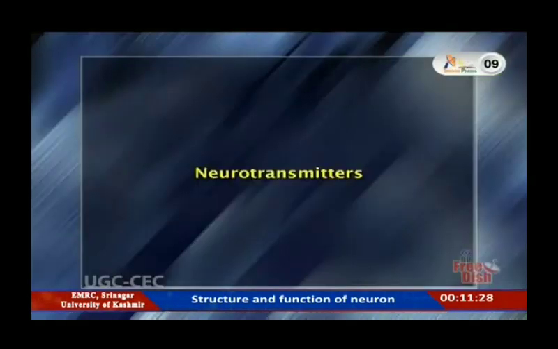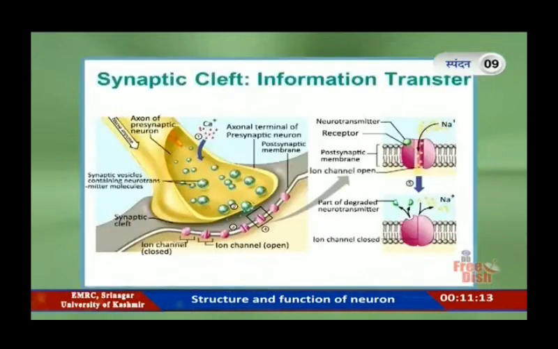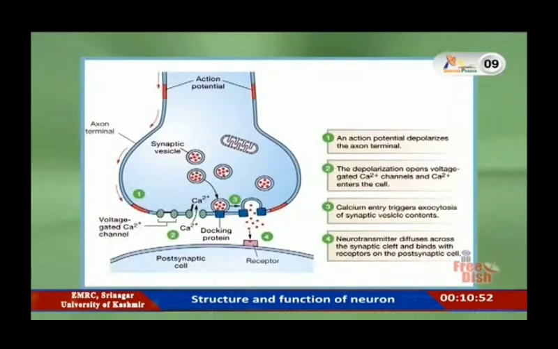Let us now discuss neurotransmitters. Neurotransmitters are endogenous substances that act as chemical messengers by transmitting signals from a neuron to a target cell across a synapse. Prior to their release into the synaptic cleft, neurotransmitters are stored in secretory vesicles called synaptic vesicles near the plasma membrane of the axon terminal. The release of the neurotransmitter occurs most often in response to the arrival of an action potential at the synapse. When released, the neurotransmitter crosses the synaptic gap and binds to specific receptors in the membrane of the postsynaptic neuron or cell.